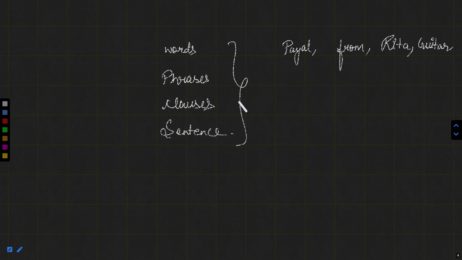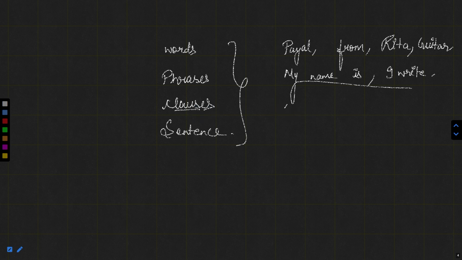Phrases. If I write something which contains two or more words, but that sentence is not complete. For example, my name is. If I say my name is, of course, the sentence is incomplete, but there is something which has been written. If I say I write, now what do I write? The sentence is not complete because I don't know what I write. Here the sentence is not completed, but there are a few words that are trying to say something. So this is actually a phrase.